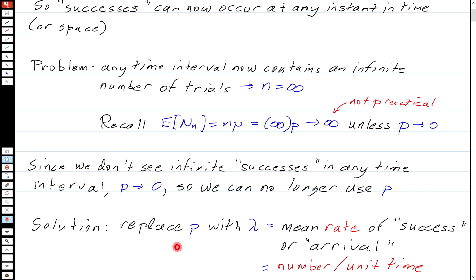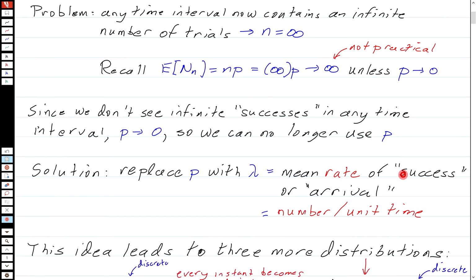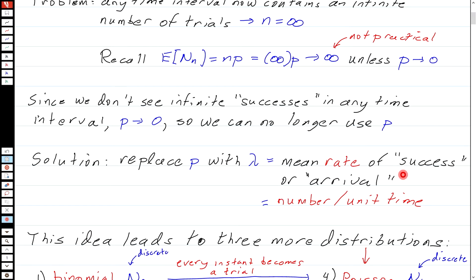The solution is we replace p with lambda, where lambda is the mean rate of success, or mean rate of arrival. It's the number of occurrences per unit time. Remember that this is a rate, so it's per unit time. And this idea leads to 3 more distributions.